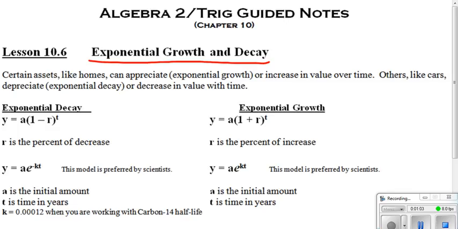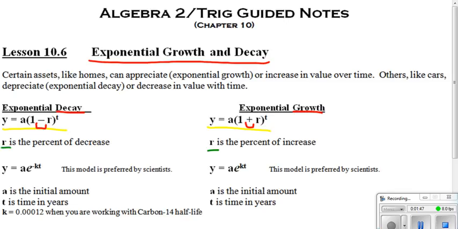So, how that looks though, an exponential decay function should be modeled like this: y equals a times (1 minus r) to the power of t. Exponential growth should look like this: y equals a times (1 plus r) to the power of t. The big difference here is this is a plus r, this is a minus r. If it's 1 minus r, and that r is a decimal value, that means we're going to have a value in there that's in between 0 and 1. That's why it's decay. And if it's plus r, it'll be greater than 1. That's why it's growth.